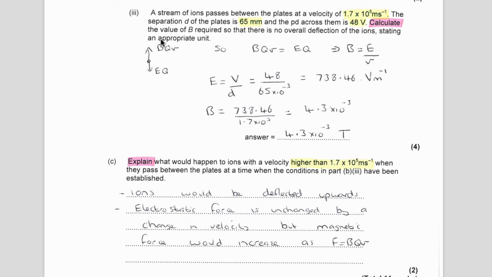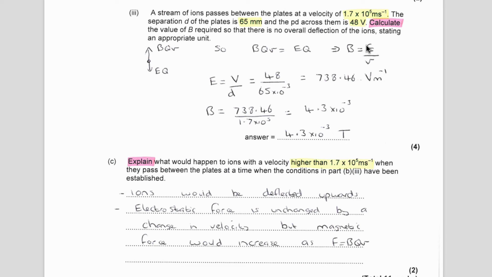unit in. So if we draw a little diagram, what we know is that the electric force downwards, which is equal to EQ, E is the electric field strength, and Q is the charge of our particle, is equal to BQV, the magnetic flux density, multiplied by the charge of the particle, multiplied by the velocity. So these two are equal to each other. And if we rearrange this, the Q's cancel, so we get the magnetic flux density is equal to the electric field divided by the velocity. Now we know the velocity in the question, that's here.